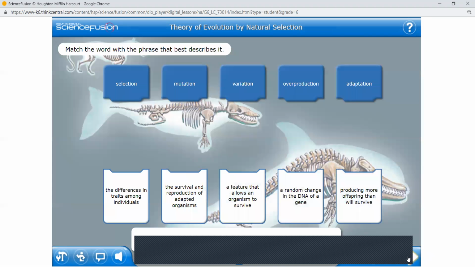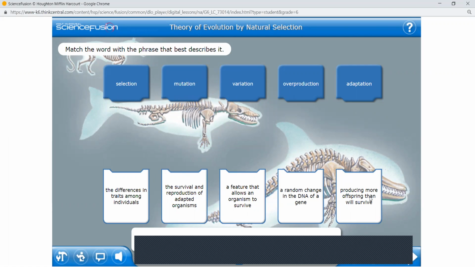You have learned a lot about natural selection. Match the word with the phrase that best describes it. Okay, girls, so now you have learned about overproduction, adaptation, selection. So please read this and try to match them. Producing more offspring than can survive. Just now I told you the fish example. What is it?